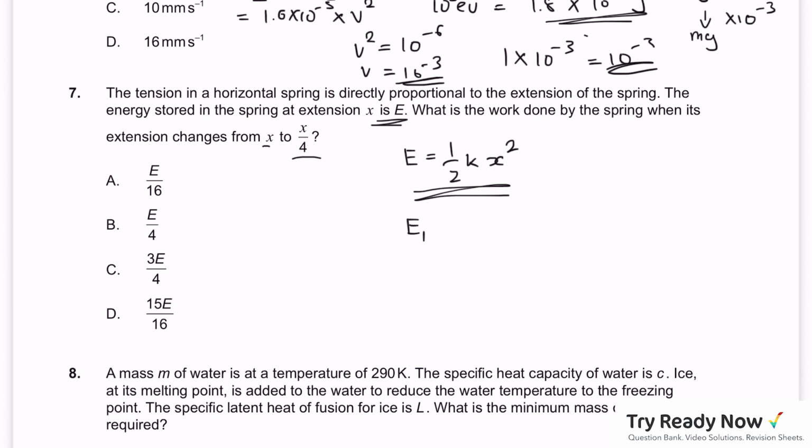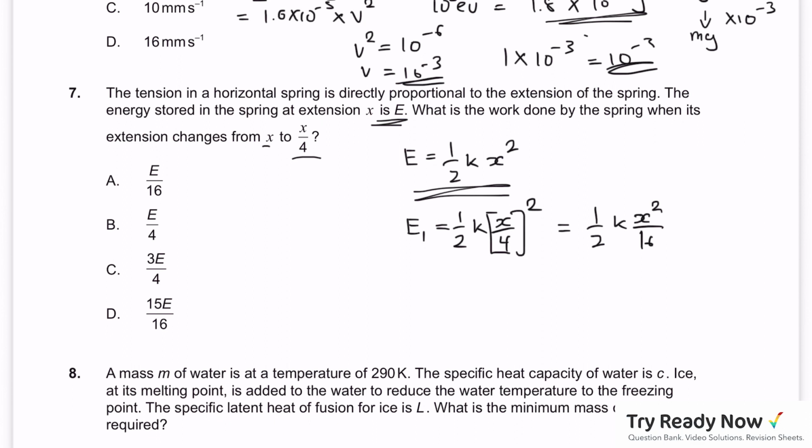However, in this question, the extension changes to x divided by 4. So that means the new energy, which I'll denote as E1, is equal to this. Now we have to make sure that the extension becomes x divided by 4, and that we square the entire thing. So that will equal half k x squared divided by 16.